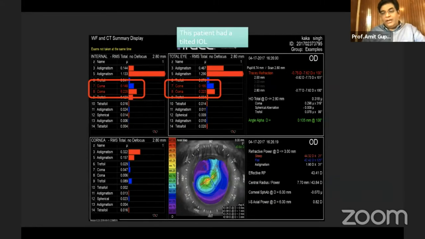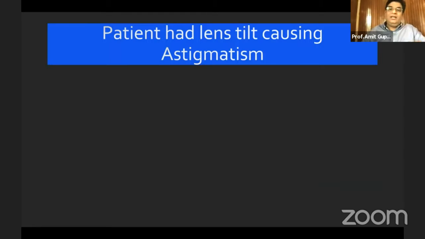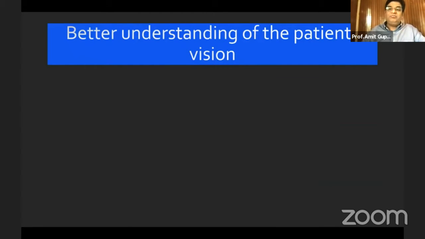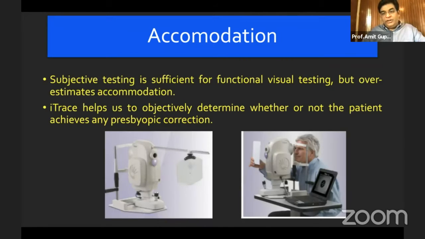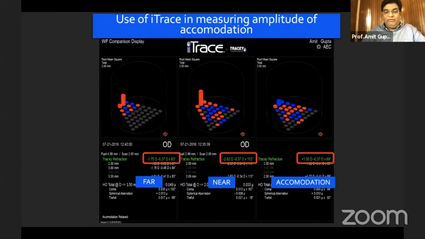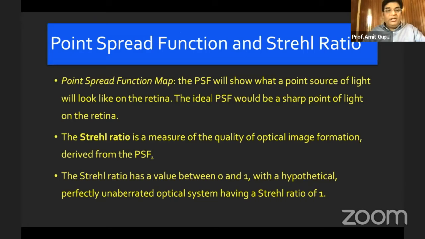The patient with the tilted IOL, again, we saw considerable coma in this patient. He had a scleral fixation IOL, and we could see that this tilted lens was causing astigmatism. Better understanding of the patient's vision. This has an aperture, and we are able to see the wavefront maps at distance as well as when he is accommodating. This is my map, far, near. And when we accommodate, it's a plus one diopter of accommodation.